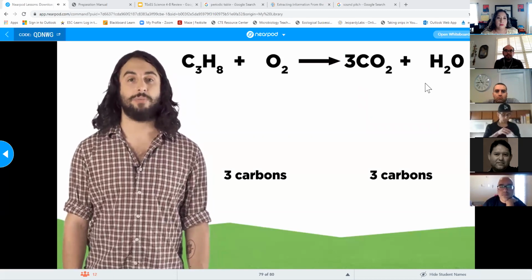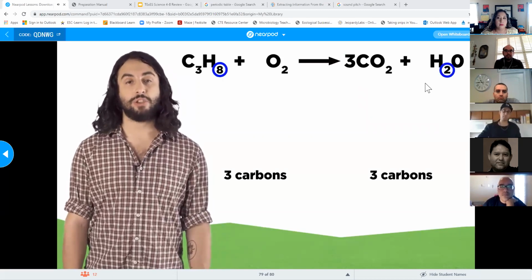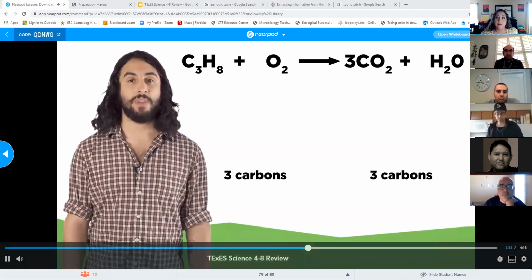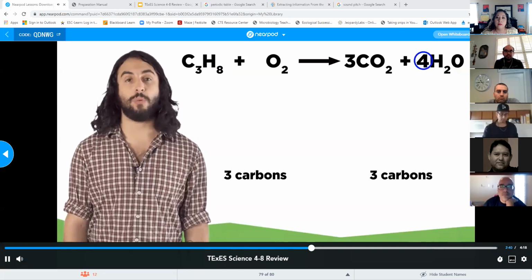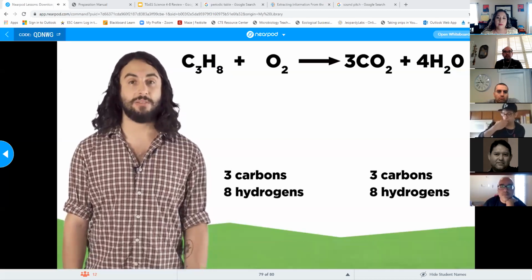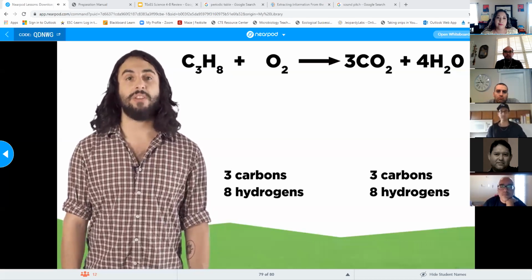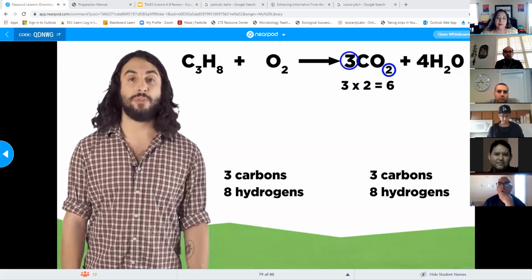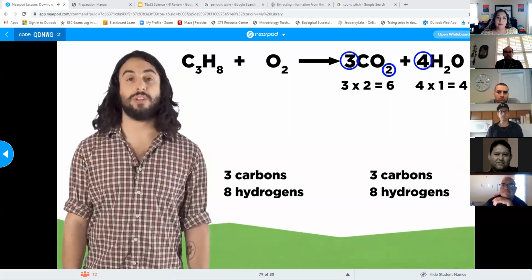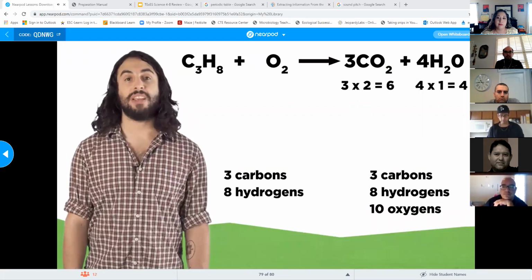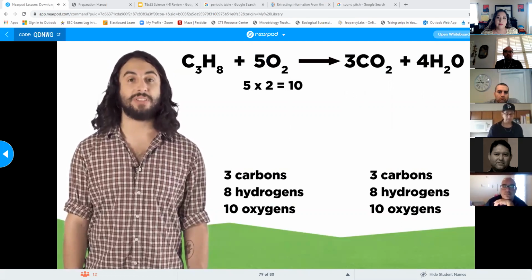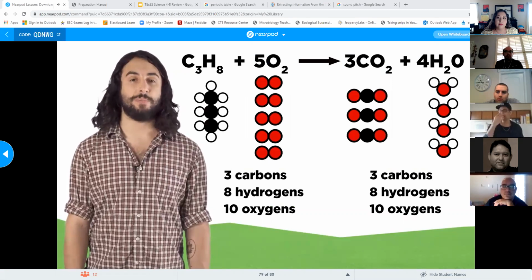Next, let's do hydrogen. There's 8 on the left and 2 on the right. That means we will make 4 waters with every propane. Now hydrogen is balanced, 8 on each side. Last is oxygen. On the right, there's 6 from CO2 and 4 from water, for a total of 10. That means we will need 5 molecules of O2 to get 10 oxygen atoms on the left side. Now the equation is balanced.